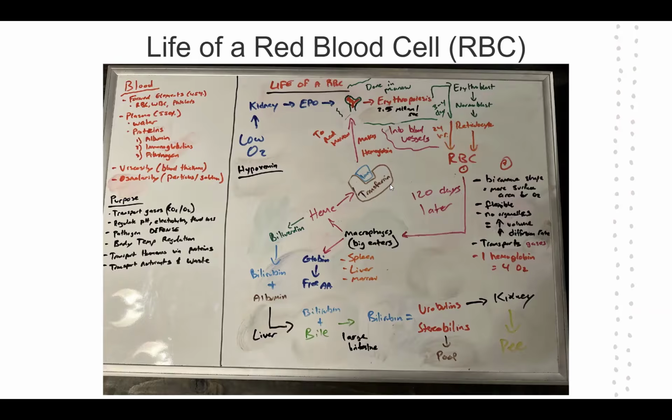The biggest things to remember, though, for this one are the stages. So I mentioned prourethroblast. You may or may not need that one, but urethroblast, normal blast, reticulocyte, and then mature red blood cell. Those are the 4 steps or phases that a blood cell will go through from bone marrow into being released into the blood vessels as a mature red blood cell.